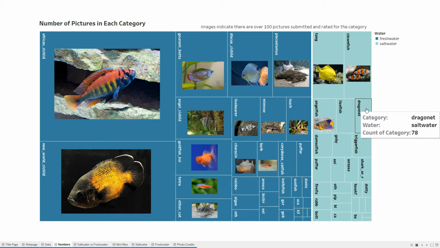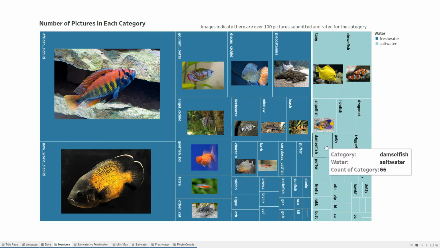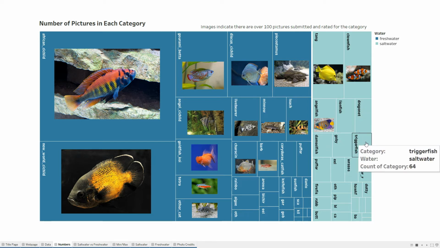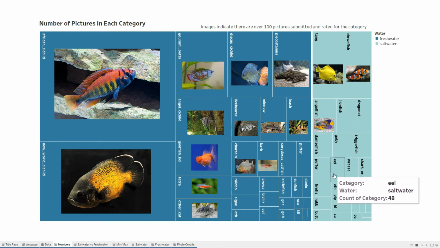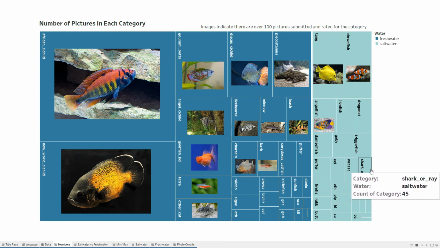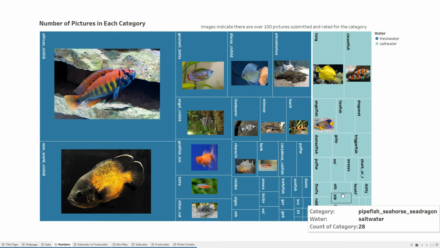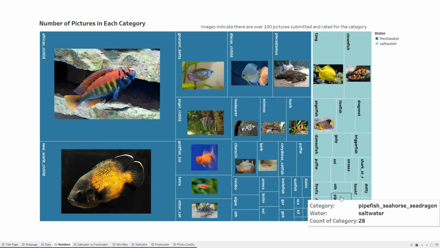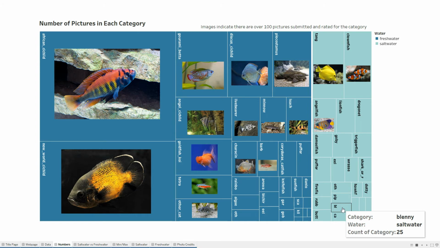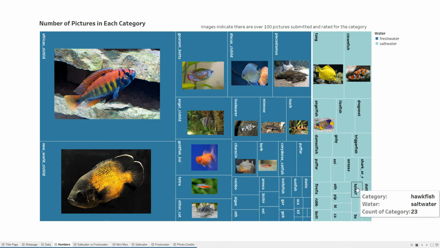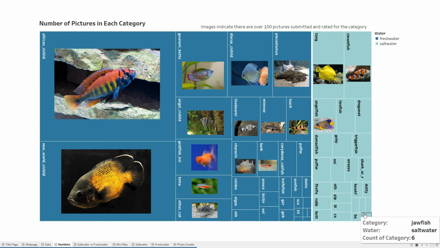So we have the lionfish, the dragonettes, the damselfish, gobies, triggerfish, puffers, eels, wrasse, sharks or rays, firefish, rabbitfish, butterfly fish, the other category, pipefish, seahorses, and sea dragons, the blennies, cardinal fish, hawkfish, the dottybacks or pseudochromis, the anthias, the groupers, the longhorns, the basslets, the jawfish, and the idols.